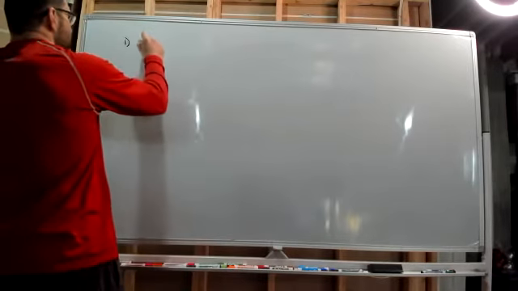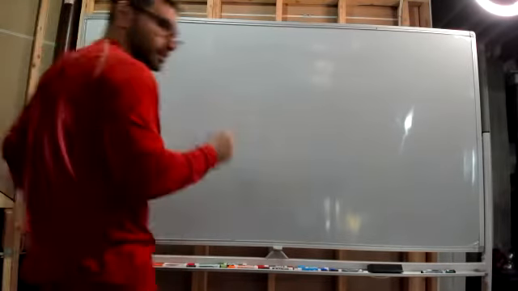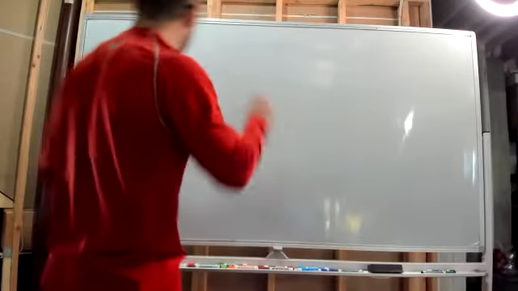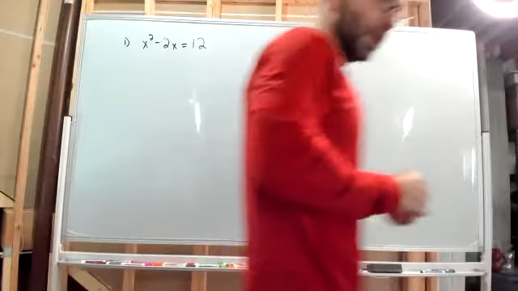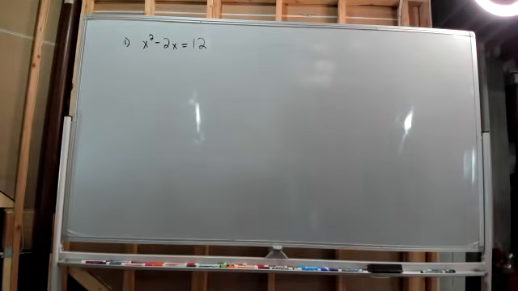We are now solving using completing the square. We're going down to the exercises. We're going to go through all of the exercises. Okay? So here's number 1.